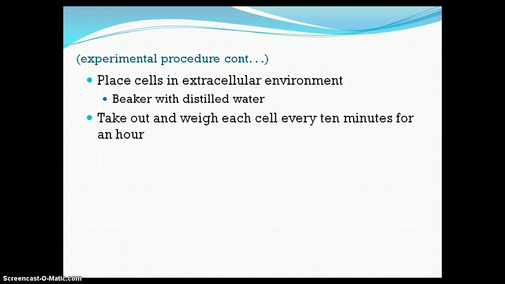Now, to find the rate of osmosis, be sure to take out and weigh each cell every 10 minutes for an hour. That's a total of 6 times that you're going to have to take them out and weigh them. Your weight in the future will show you the difference in osmosis. Record your results. It's very important.